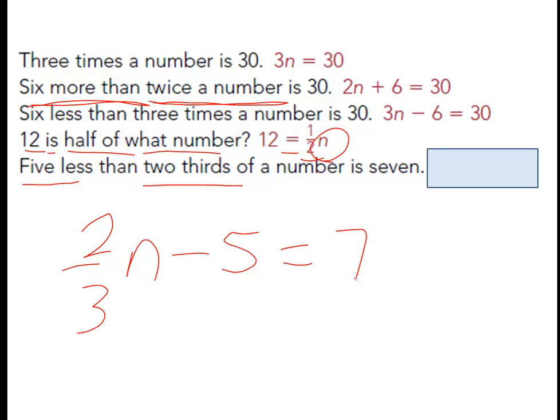equals 7. Let's see if we got that one right. Don't you think that's how that would work out? I think that's how we'd do that. Hey, there we go. We love it when we're right. Okay, let's see if we can do one of these, all right?